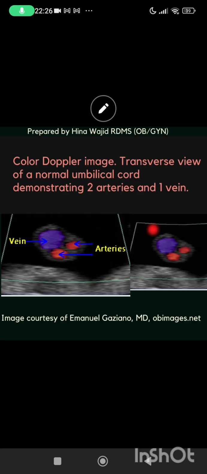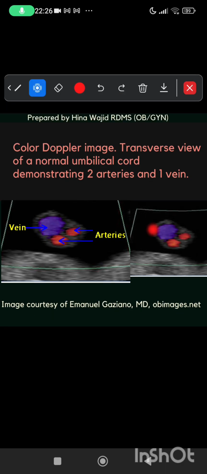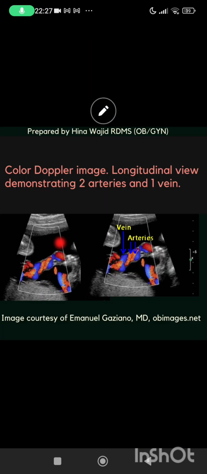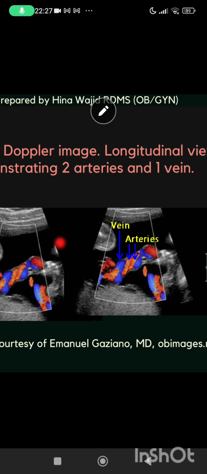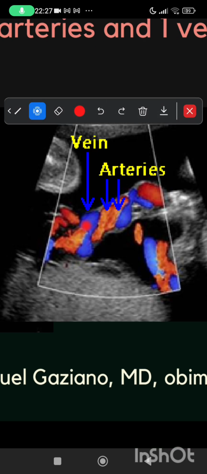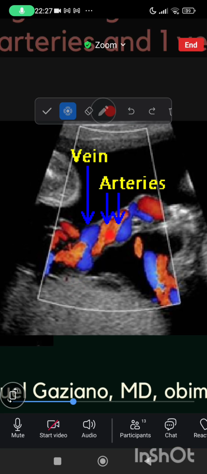Now here we can see a color Doppler image of the transverse view of the normal umbilical cord. We can see here one vein and two arteries, again forming the Mickey Mouse appearance. Now here we can see the longitudinal view demonstrating that there are two arteries and one vein.